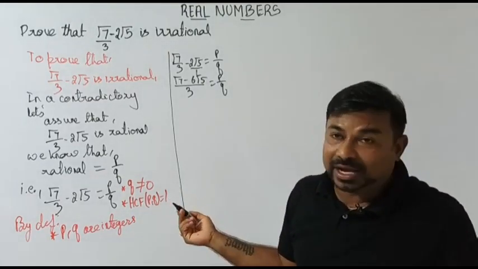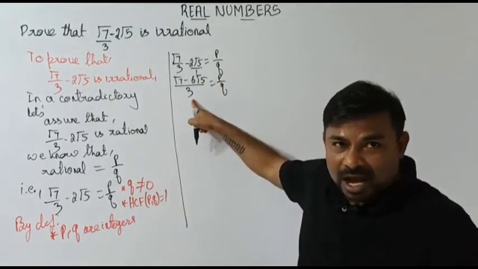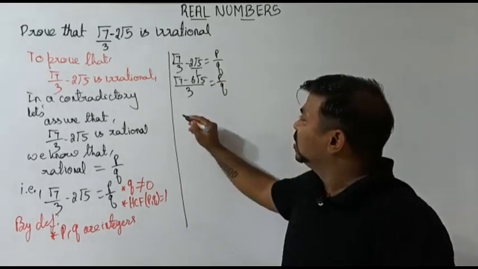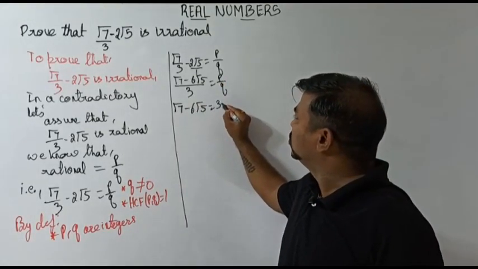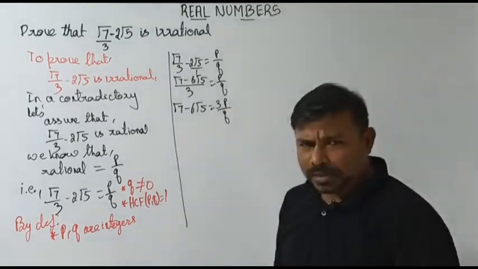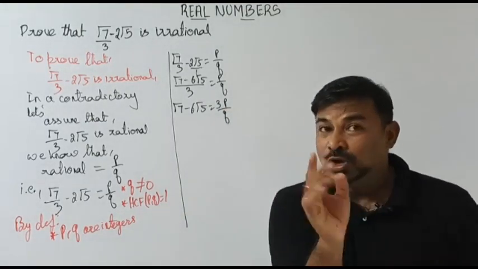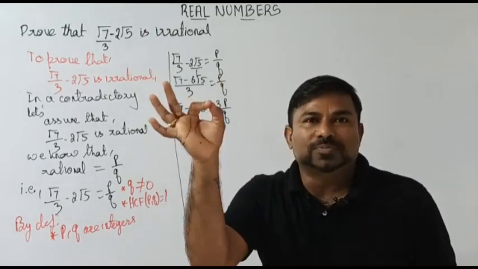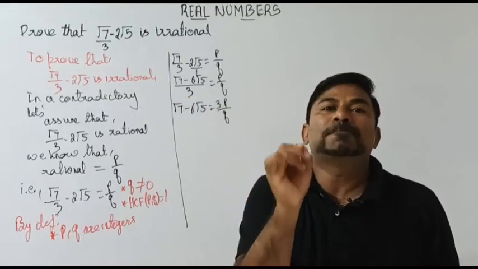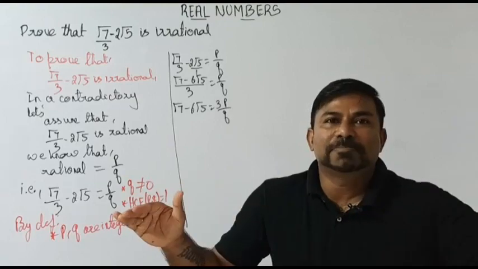Still simplifying. Now the denominator 3, I am sending it to the other side. Root 7 minus 6 root 5 is equal to 3p by q. Now we are having one rule. What is that one? Under root of a non-perfect square can never be rational.